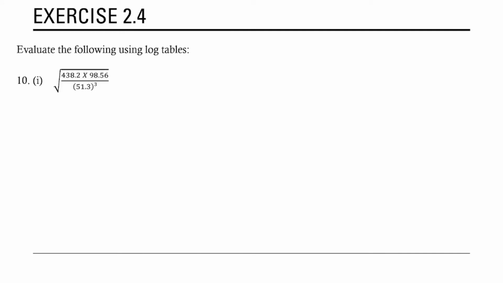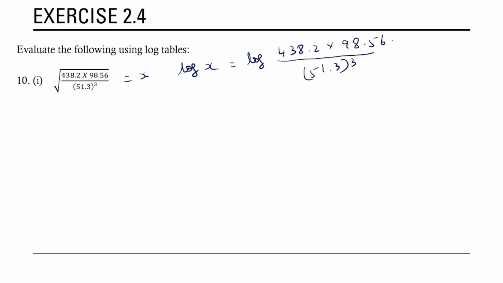The next question, under root of 438.2 into 98.56 upon 51.3 the whole cube. So let us take this equal to x. So if we take log on both sides, we get log x is equal to log of 438.2 into 98.56 upon 51.3 the whole cube, the whole raised to half.